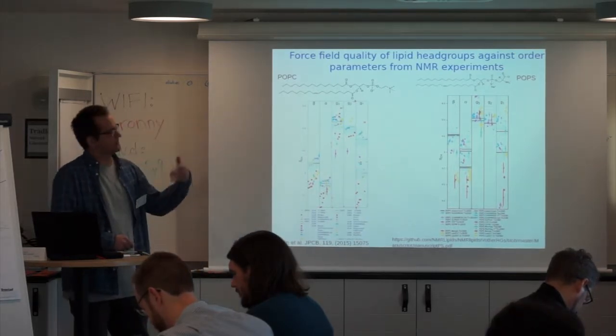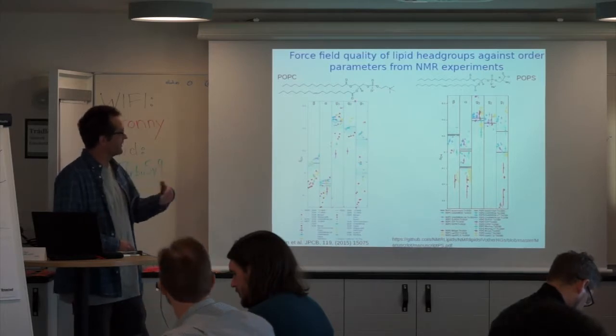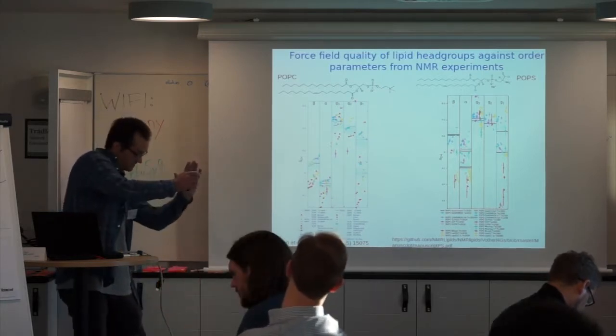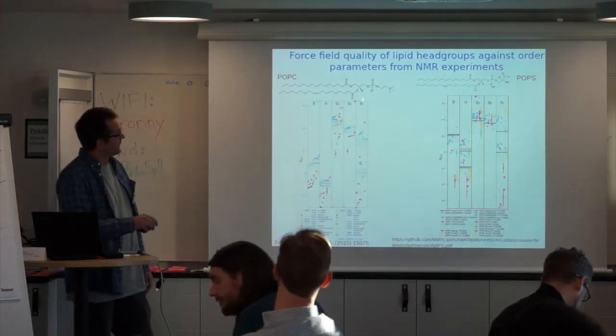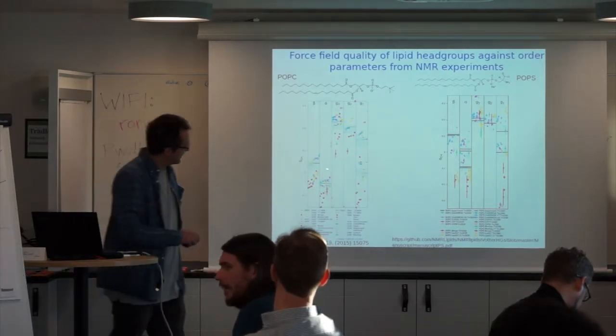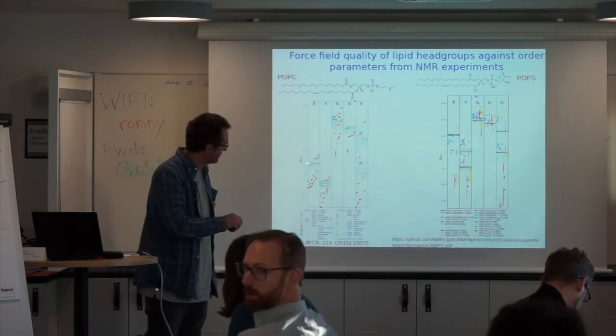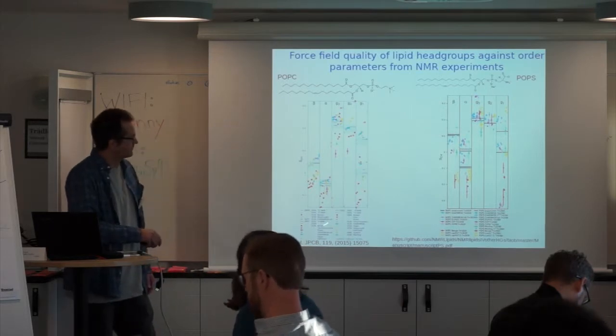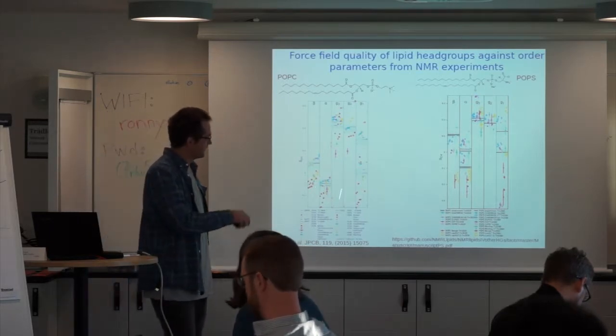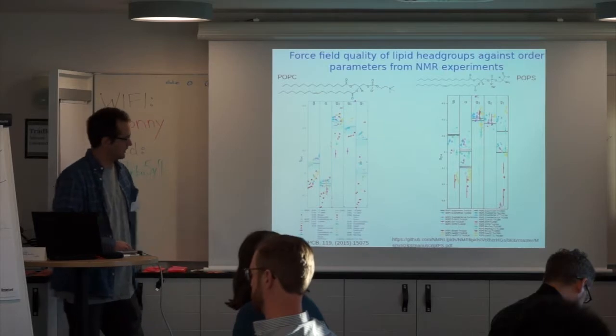So what do we get out from this kind of thing? We have actually a lot of data. These are just very small fractions of the examples of what we can learn. These are the head group order parameters for POPC. Now you should see here with the blue shaded regions the experimental data. The simulation results are with the different colors, so they are pretty much all over the place.